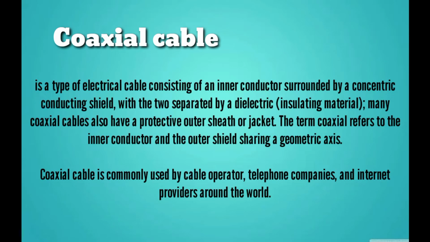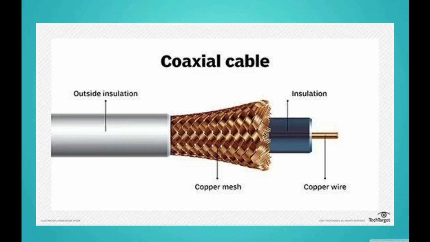Coaxial cable is a type of electrical cable consisting of an inner conductor surrounded by a concentric conducting shield, with the two separated by a dielectric insulating material. Many coaxial cables also have a protective outer sheet or jacket. The term coaxial refers to the inner conductor and the outer shield sharing a geometric axis. Coaxial cable contains a conductor, insulator, braiding, and sheet.